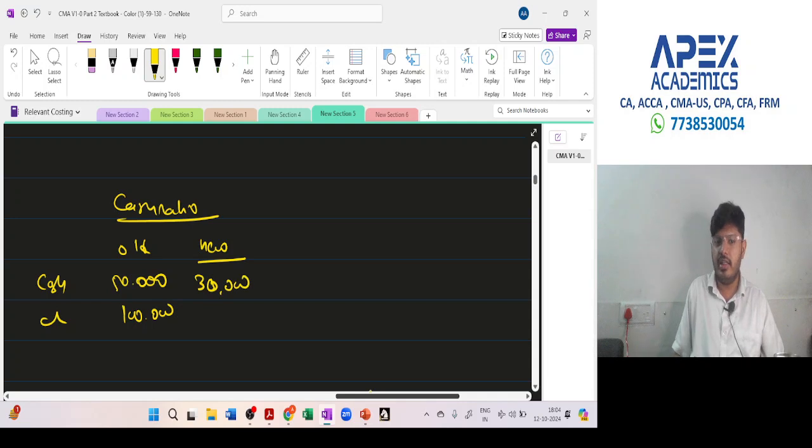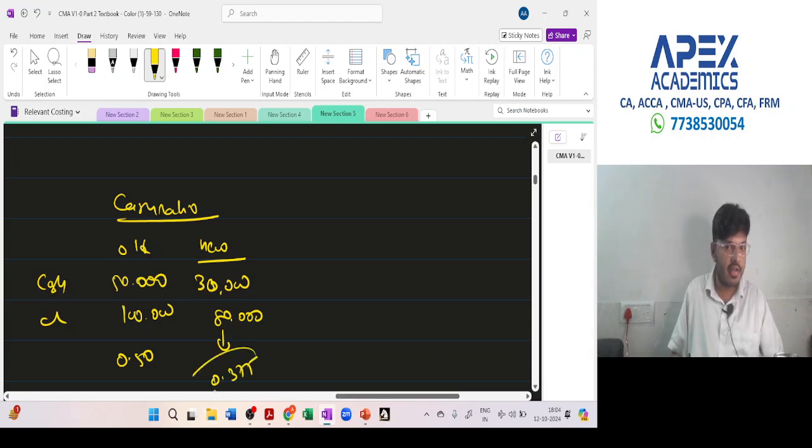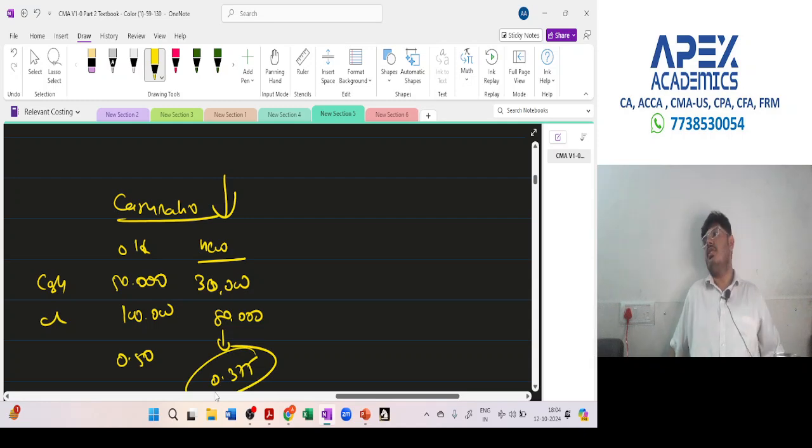So this is 30,000 and this will become 80,000. Here the ratio was 0.5. Here the ratio will be 3 divided by 8. What is the answer? 0.375. So you can see that the cash ratio has decreased.